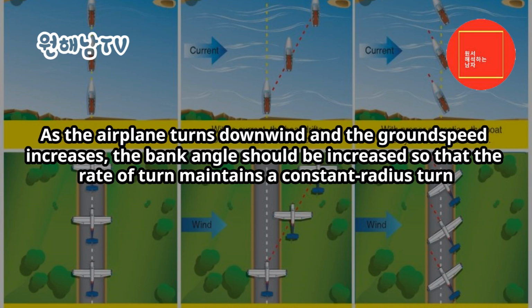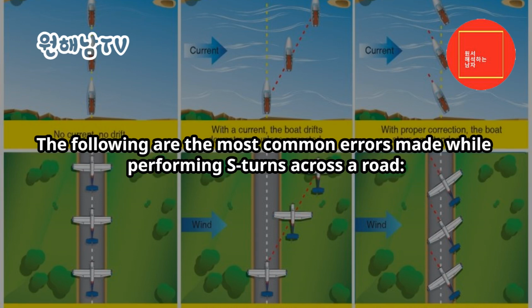As the airplane turns downwind and the ground speed increases, the bank angle should be increased so that the rate of turn maintains a constant radius turn. The following are the most common errors made while performing S-turns across a road.